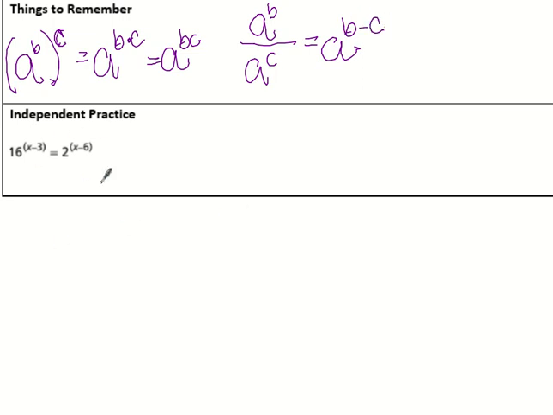All right, so here is your independent practice. It's similar to the first couple where you're going to have to change the 16 so it matches this base.